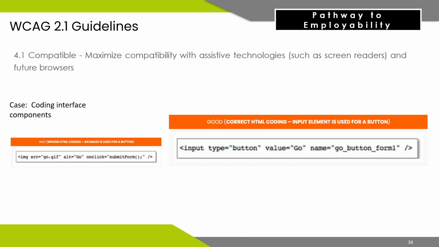Level A. For content implemented using markup languages, ensure all elements are unique, except where the specifications allow it. For all user interface components such as form elements and links, a user should be able to programmatically determine the name and role, and also programmatically set the states and value.